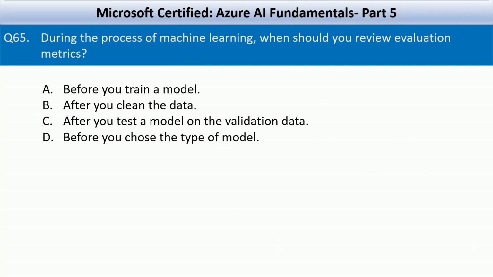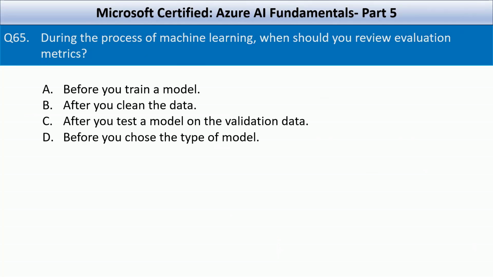During the process of machine learning, when should you review evaluation metrics? Your options are before you train a model, after you clean the data, after you test a model on the validation data, before you choose the type of model.